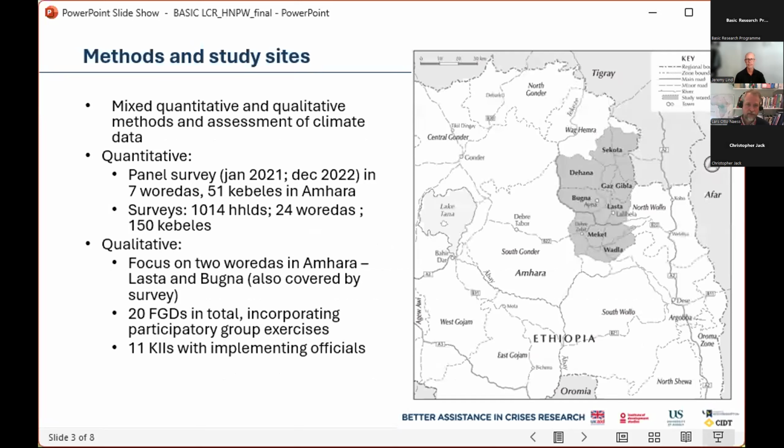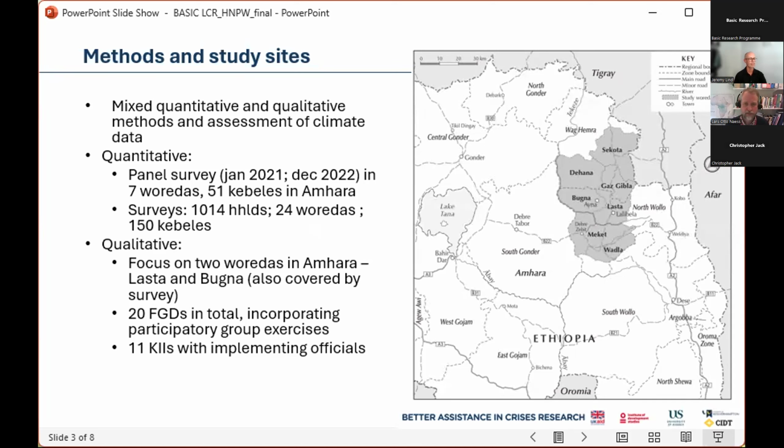Geographically, just to highlight that, the broader study, which is a mixed methods study including quantitative and qualitative methods and an assessment that also includes climate data, is taking place in the shaded area here on the map. You can see an overview of the methods we've used in those areas. What I'm going to talk about here mainly is Bugna and Lasta in Amhara region, which is in the middle, going from north to south of the shaded area.